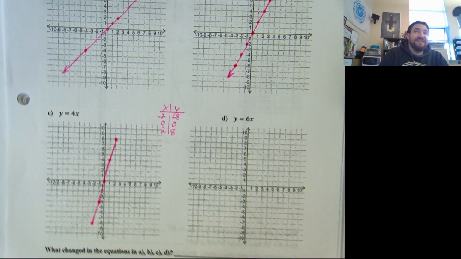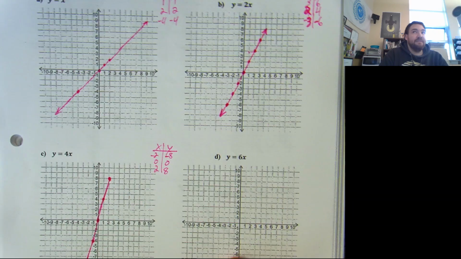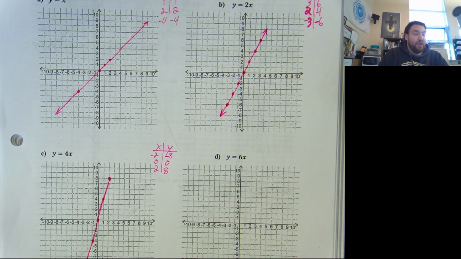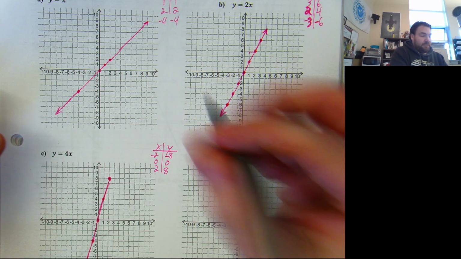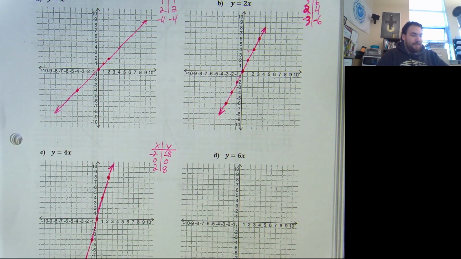I'm hoping we can start to see a pattern of what's happening here. What's happening is that the number multiplying in front of the x is getting bigger. What's happening to the line? Longer? More vertical? What's another word we could use for more vertical?